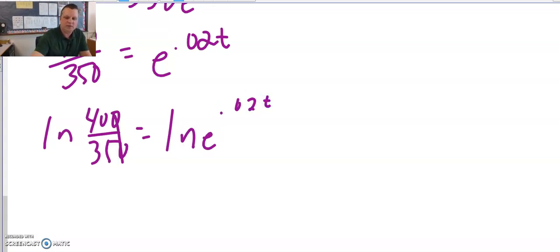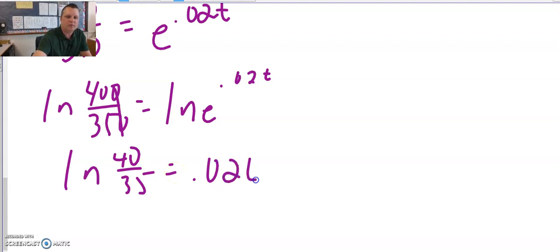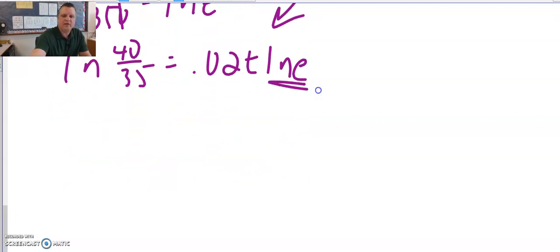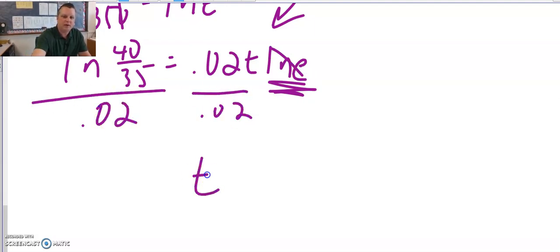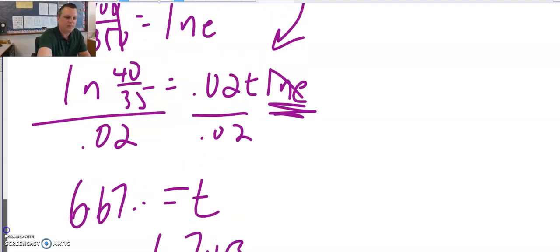And again, if you guys can skip steps, that's all right. You can skip the steps, meaning that ln of 40 over 35 equals 0.02t ln e. If you can go from here to here all at once, that's okay. If you can't, don't worry about it. No big deal. All right? And then ln e is 1. So that's gone. So then we divide everything by 0.02, and then t equals 6.67, so 6.7 years, because it wanted it to the nearest tenth of a year.